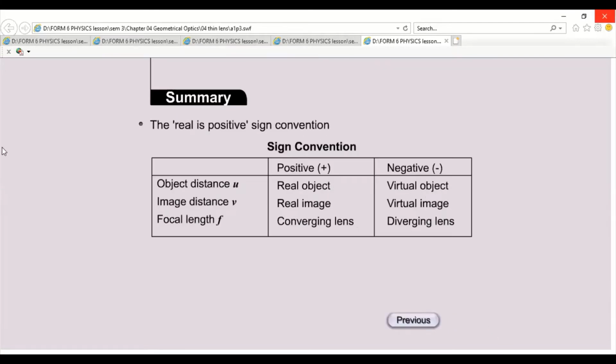In summary, always remember that object distance U is positive for a real object, negative for a virtual object. Image distance V is positive for a real image, V negative for a virtual image. F is positive for a converging lens and F negative for a diverging lens.